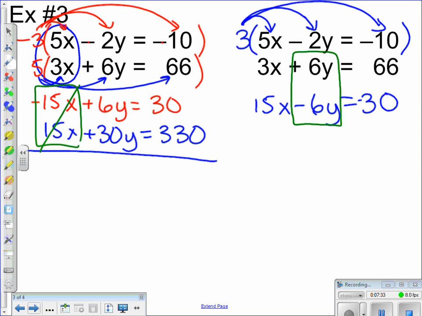So this is another option. You don't always have to multiply and cross out the x's first. You could multiply and cross out the y's. It's your choice which one to do. Do you want to multiply 2 equations and get 15x? Or do you want to multiply one equation and get 6y? Both of them will result in the same answer.